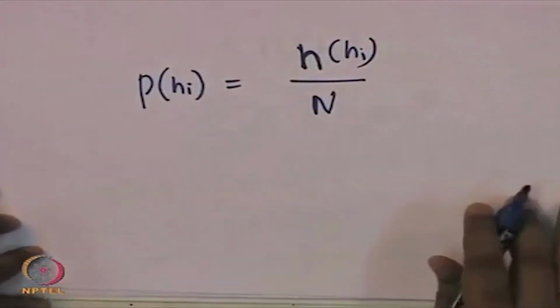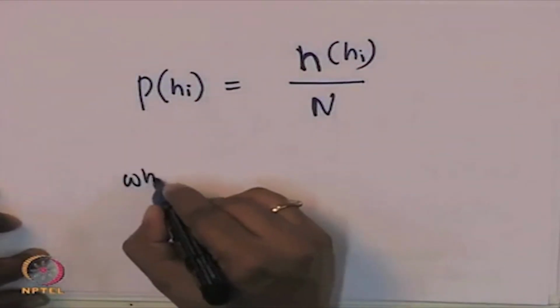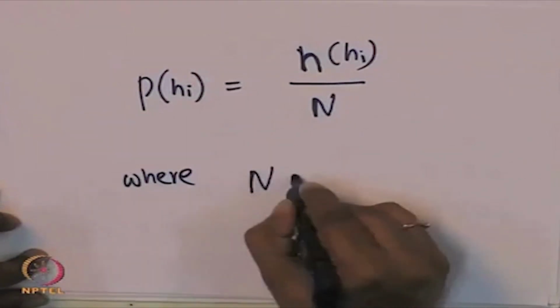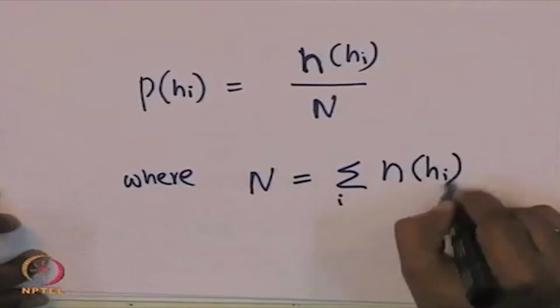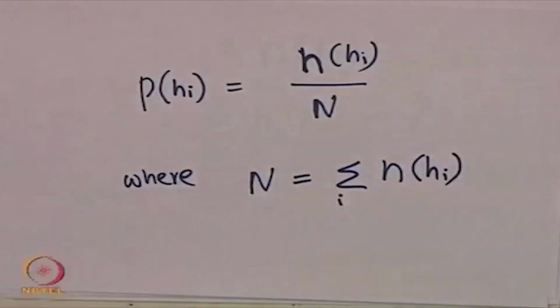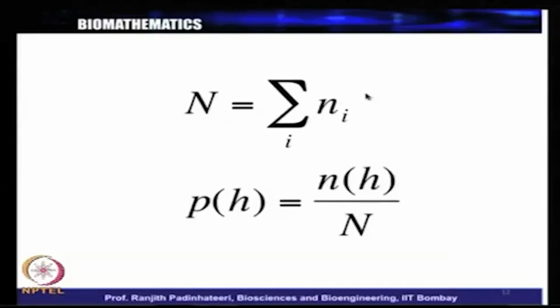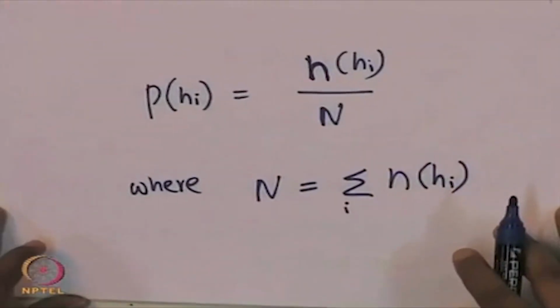n, where n is equal to the sum over i of n of Hi. So, actually in this slide here, it should be n of Hi. So, I can write here in this particular way. So, this is the correct way to write it.